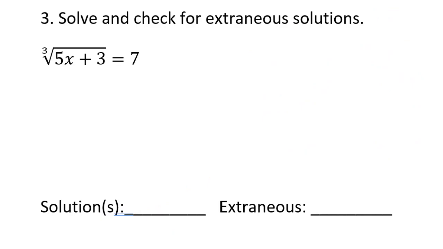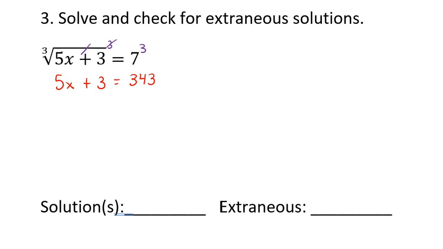Okay, problem 3, solve and check for extraneous solutions. So we always want to make sure our radical is by itself before we get rid of it. And it is. So we have nothing in front of it, we have nothing behind it before the equal sign. So now we want to get rid of the radical. It has an index of a 3, so we're going to use an exponent of a 3 to cancel it out because that means they're opposites of each other. And opposites cancel. So now we have 5x plus 3 equals 7 to the third power is 343.